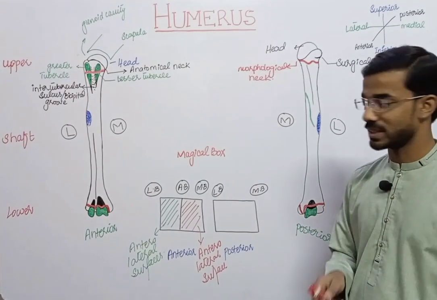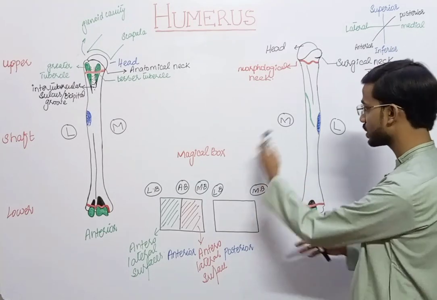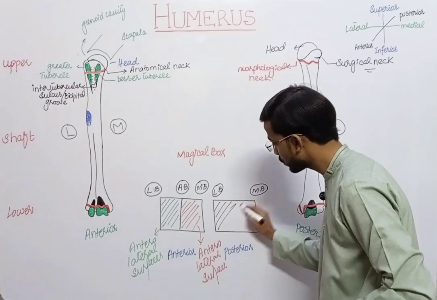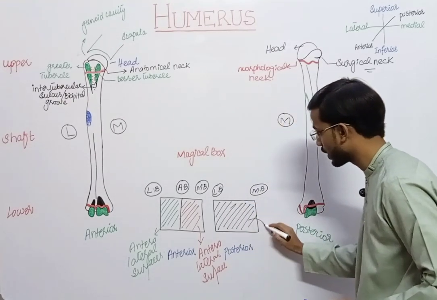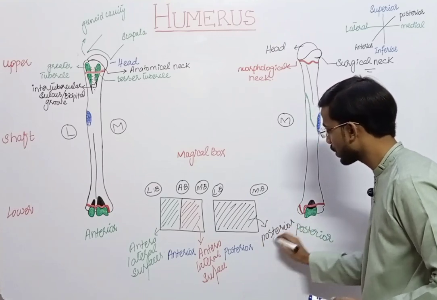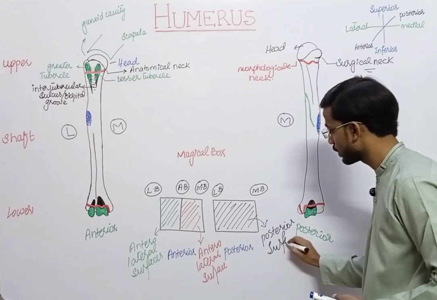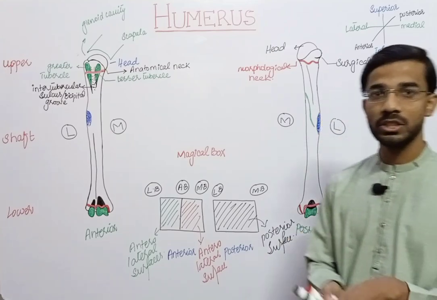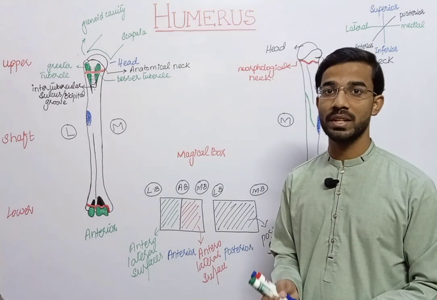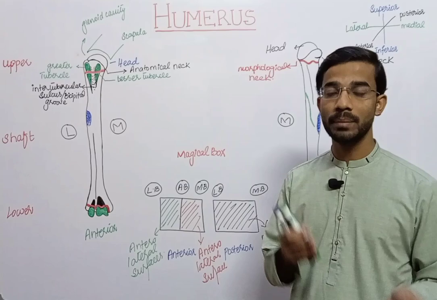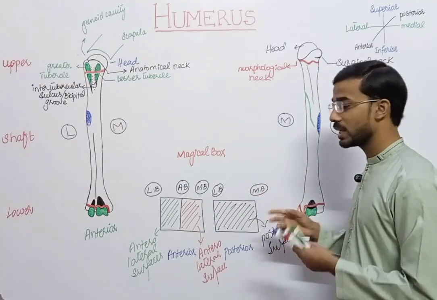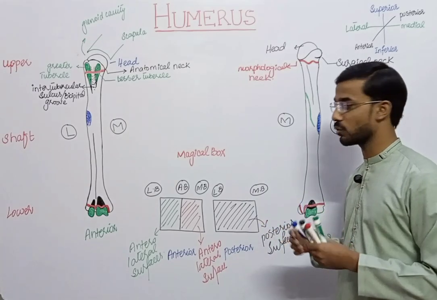So these are the two surfaces, and the last is, if we see at the posterior side, there is another surface which is called the posterior surface. So this is the posterior surface. So we discussed three borders: lateral border, anterior border, and medial border, and three surfaces: anterolateral surface, anteromedial surface, and posterior surface. So now we will discuss each border and surface one by one.